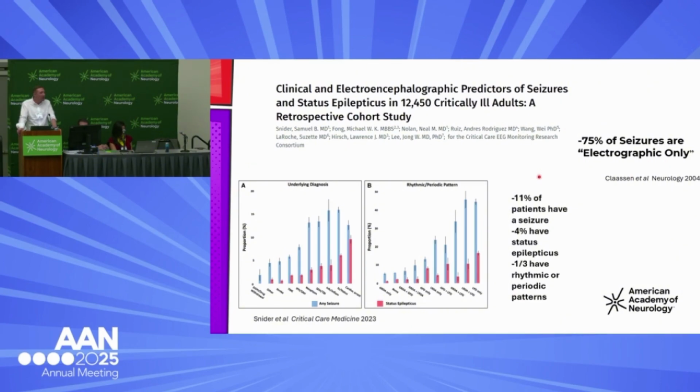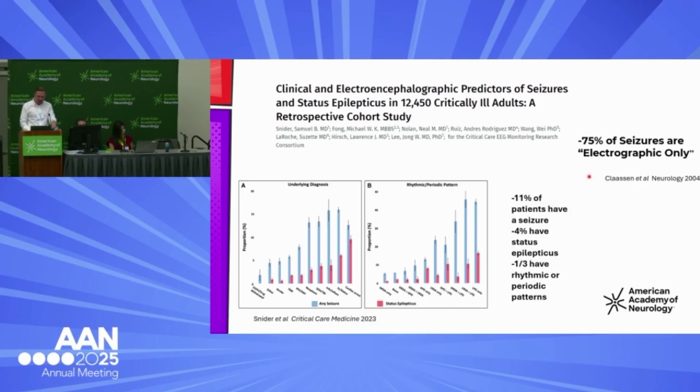This is a recent study looking at the Critical Care EEG Monitoring Research Consortium data. At this time, they had around 12,000 patients who had been entered in this database. You can see here they have different underlying etiologies. And then this is any seizure. The red is status epilepticus. But what we're talking about more here are the rhythmic and periodic patterns. Based on this study, around 30% of them or so will have some rhythmic or periodic pattern. What the significance of that is, we'll get into a little bit more, but around 30% of patients who have altered mental status in the neuro ICU will have something of interest on their EEG.